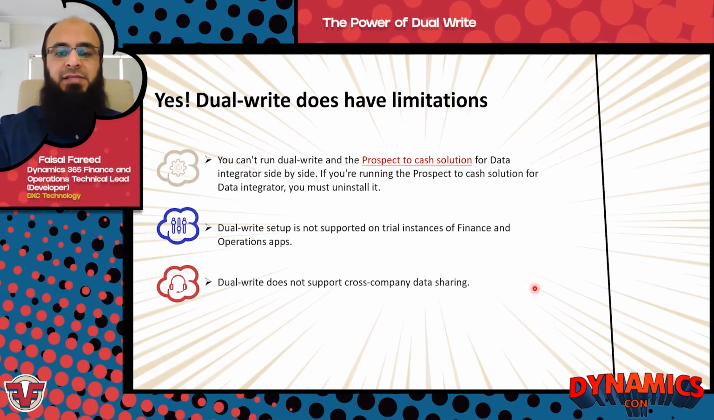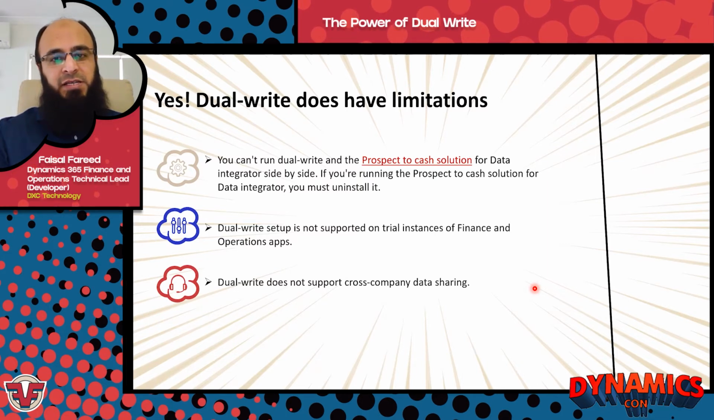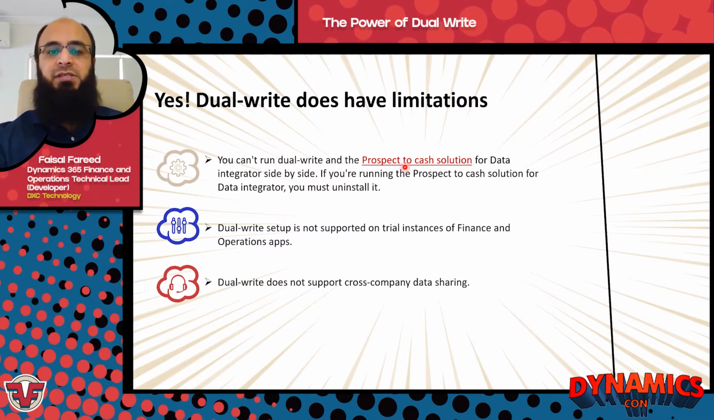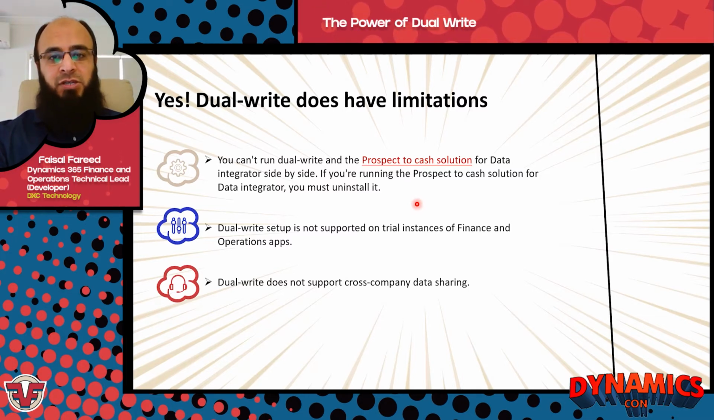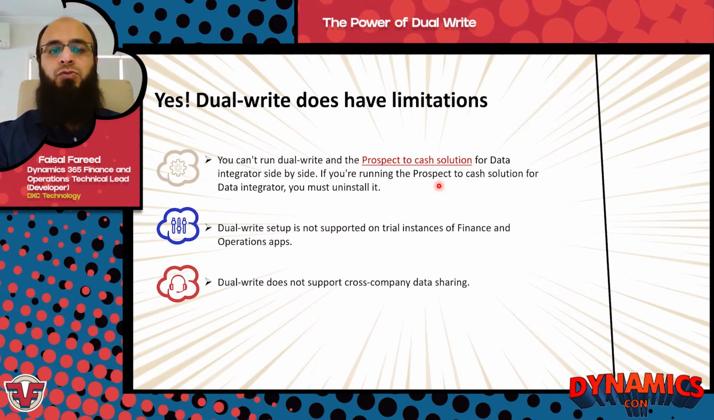Every application has its own limitations. This is why the technology is evolving day by day and new features are coming. Currently dual write does have limitations. One of the limitations is you cannot have dual write installed along with the prospect to cache solution, which is used for the data integrator. You cannot have both solutions installed at the same time. If you want to install dual write, you have to uninstall this solution for the data integrator.